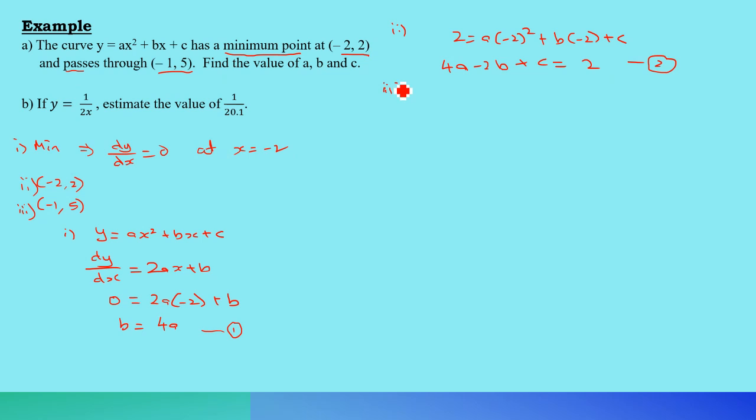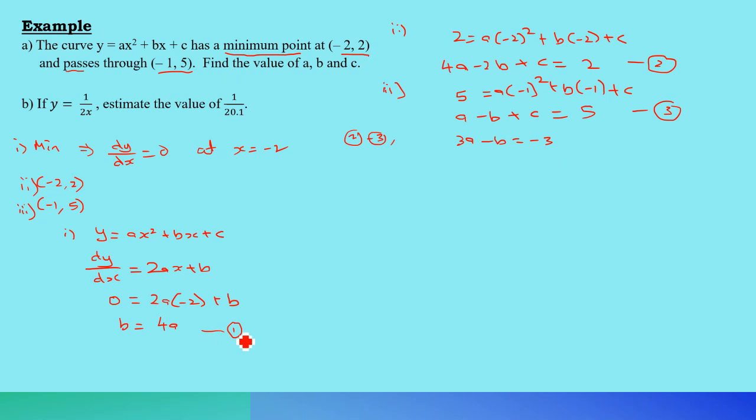From the third condition given, what we have is negative 1, 5. So y is 5, x is negative 1. Let's simplify this. You will get a minus b plus c equals 5. So equation 3. So you have 3 equations. Solve these 3 simultaneous equations to find your a, b, c. Which is easiest? First is equation 2 and 3. I can cancel off the c. So 2 minus 3, we have 3a minus b equals negative 3.